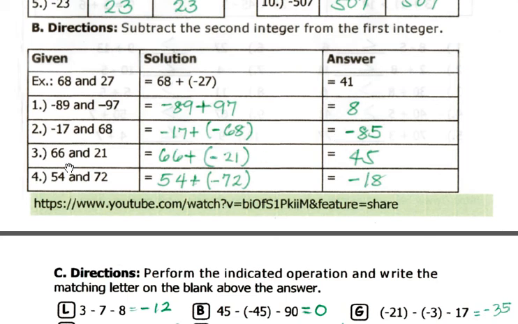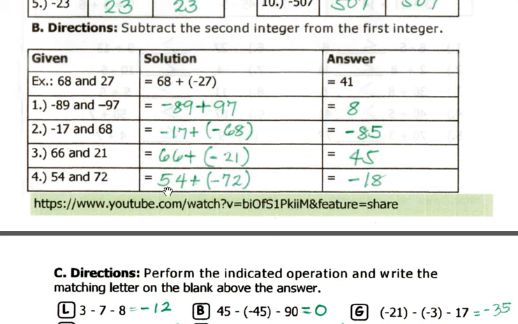For 66 and 21, we have for the solution 66 plus negative 21. 66 and negative 21 are unlike signs. So we have to subtract 21 from 66, and that is 45. Why positive? Since 66 is bigger than 21 and the sign of 66 is positive. So the answer is positive 45.